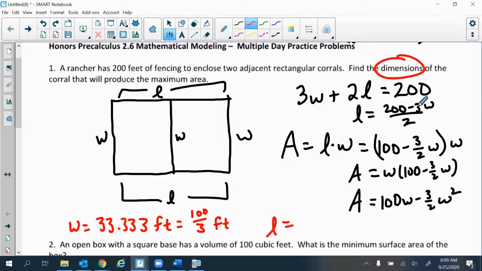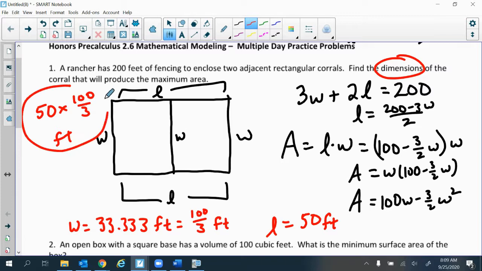So I will take this and I will substitute it in here. So 100 over 3 times 3 is 100. So 200 minus 100 divided by 2 gives me 50. So my dimensions are 50 by 100 over 3. It doesn't ask for the maximum area, but if we wanted to report the maximum area, we would say it would be that amount of feet squared.